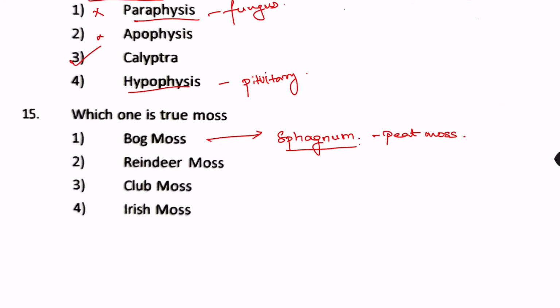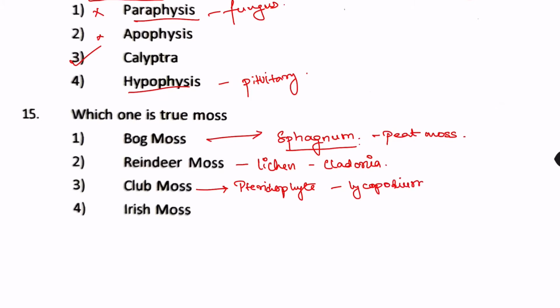Next is reindeer moss. Reindeer moss is actually not a bryophyte, but instead it's a lichen, and it is Cladonia. Next is club moss. Club moss is actually a pteridophyte, a lower group. It is Lycopodium. And the last one, Irish moss, is the one we know. Well, this is an algae.